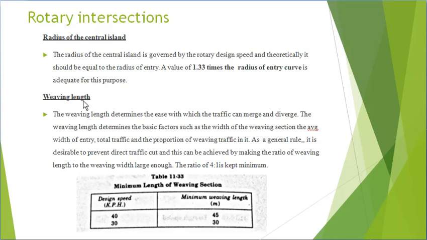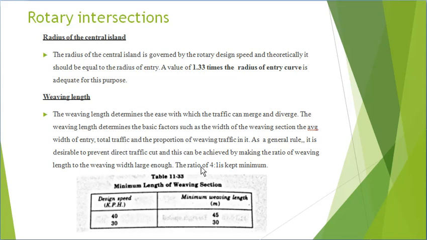Next, weaving length. Weaving length we have marked in the figure, that is the distance between two weaving sections, and the weaving length determines the ease with which the traffic can merge and diverge. The weaving length depends on basic factors such as the width of the weaving section, the average width of entry, the total traffic, and the proportion of weaving traffic, etc. All these factors are determined by this weaving length, so it is one of the important parameters.